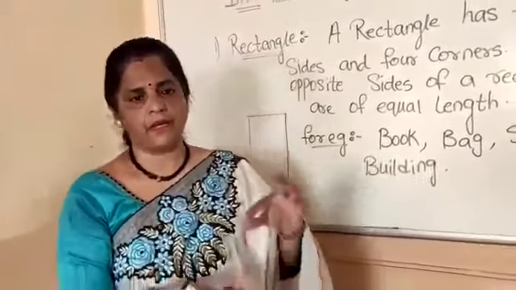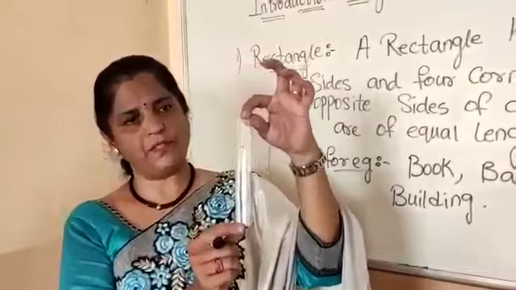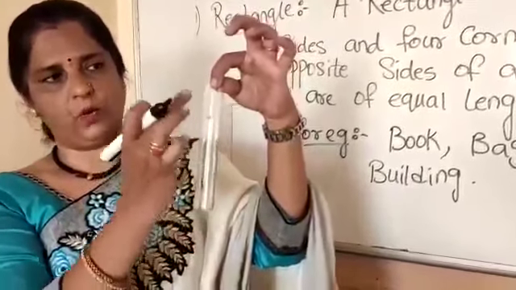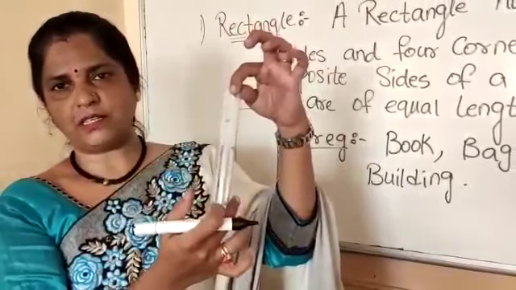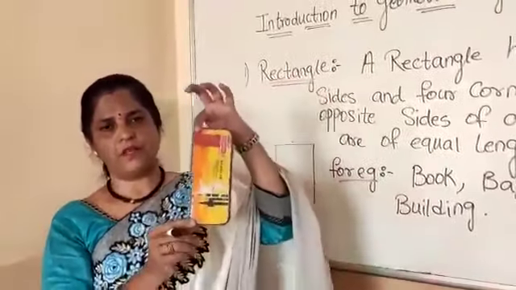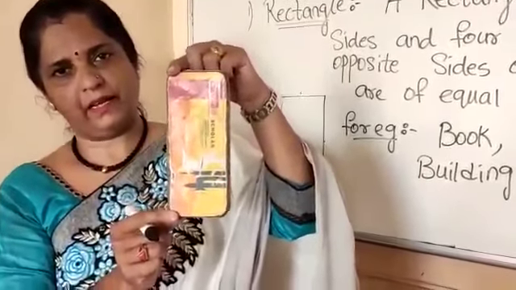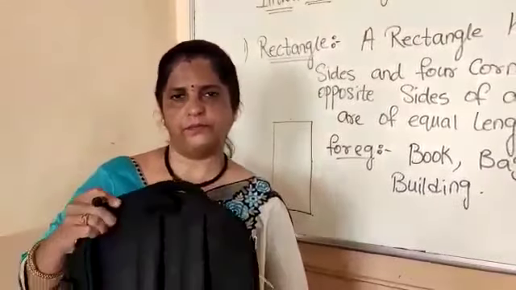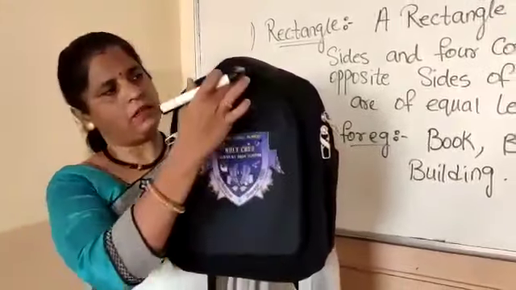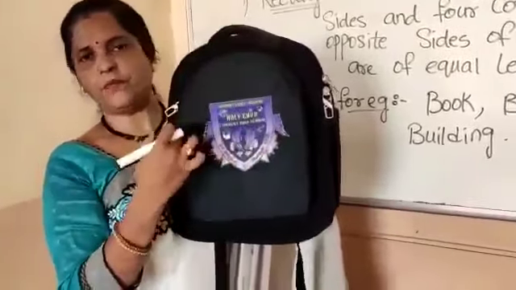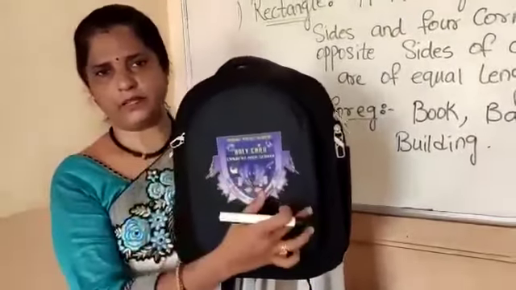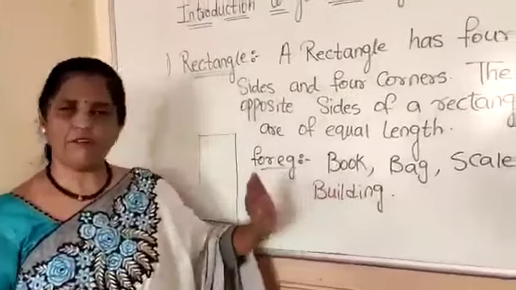Now next example, scale. See students, the shape of the scale, rectangle. See again, opposite sides are equal. Scale has four corners and it has equal length. Same case with compass. See the shape of the compass, rectangle. Now bag. See the shape of the bag. The shape of the bag is rectangle. The opposite sides of the bags are equal. Bag has four corners and it has equal length. So these are the examples of rectangle.